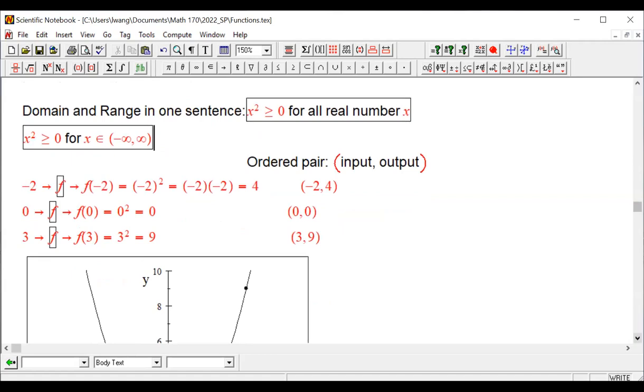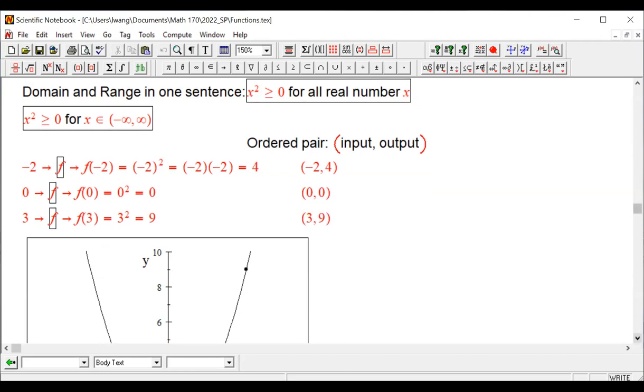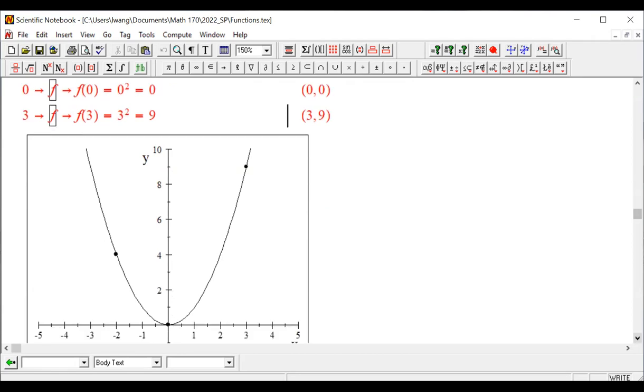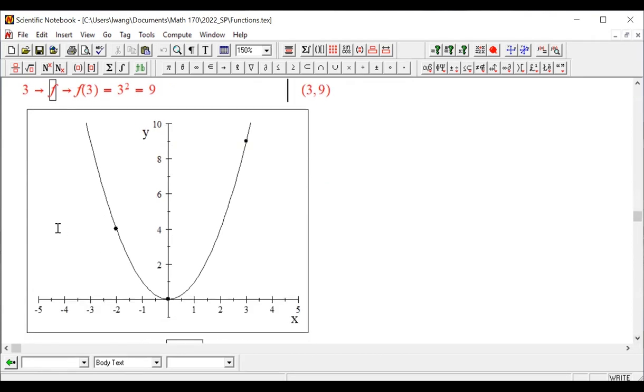Plotting points, okay? I just plot the input -2, the output is -2 times -2, that's 4. Input 0, we get output 0. Input 3, we get output 9. So we get all of these points here. You can make a table, a lot of textbooks make a table. And we plot the points and make the connection. We connect the dots.